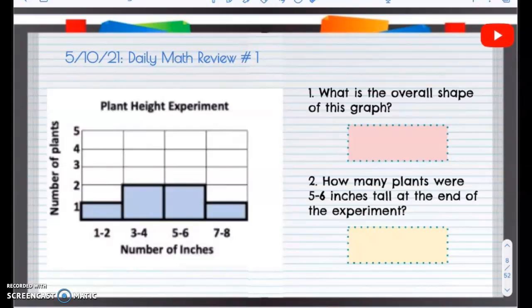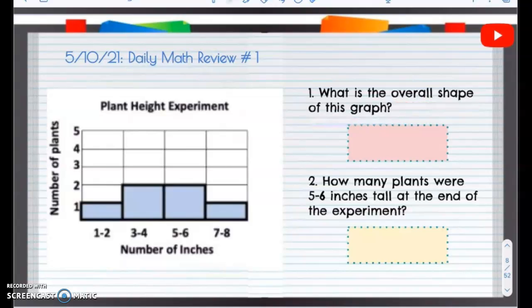We are going to do the next 3 slides in the same video. So the daily math review number 1 is right here. We're going to take a look at this histogram. We have a plant height experiment. So the number of inches that the plants grew, and this is the number of plants that grew that many inches. So what is the overall shape of this graph?